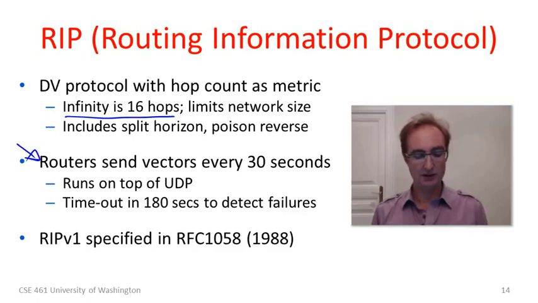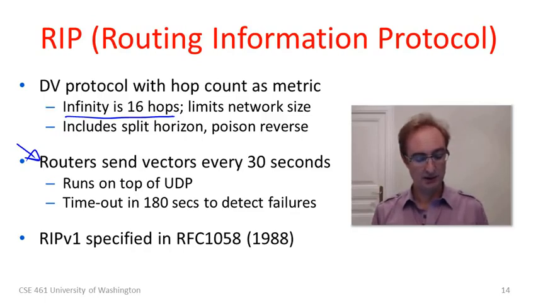The multiple, 180 seconds, you might have noticed that's almost 6 messages. This is to allow for a little bit of unreliability. Since the messages are sent on top of UDP, you could lose the odd routing announcement, or maybe it could be delayed for some reason. So the longer timeout is just to allow for some message loss before declaring a major failure.